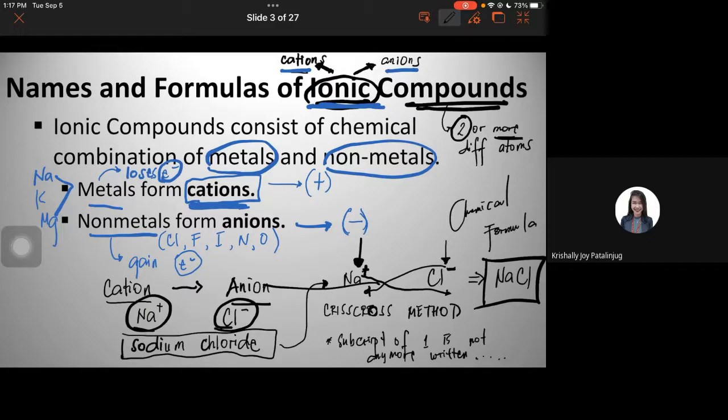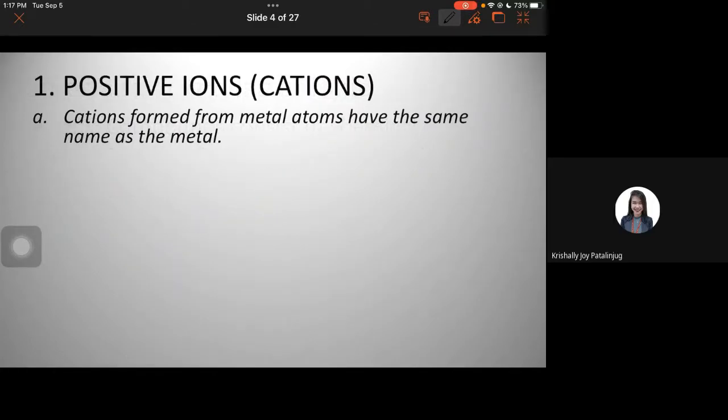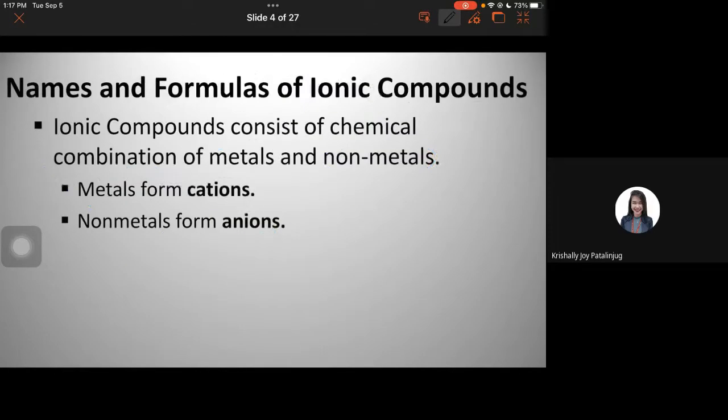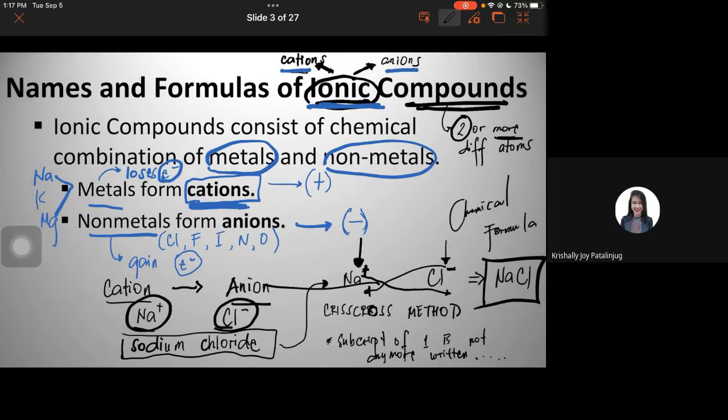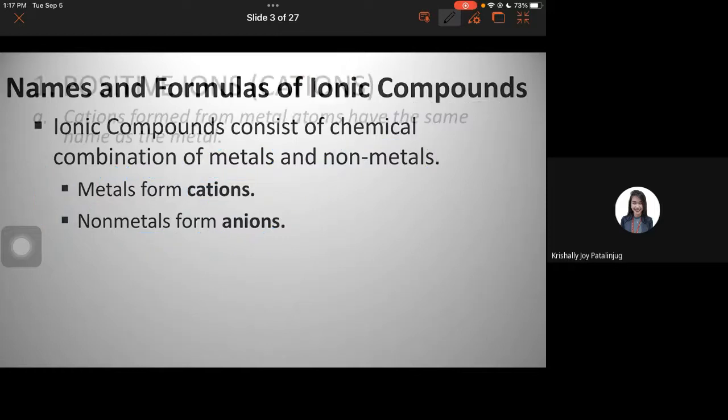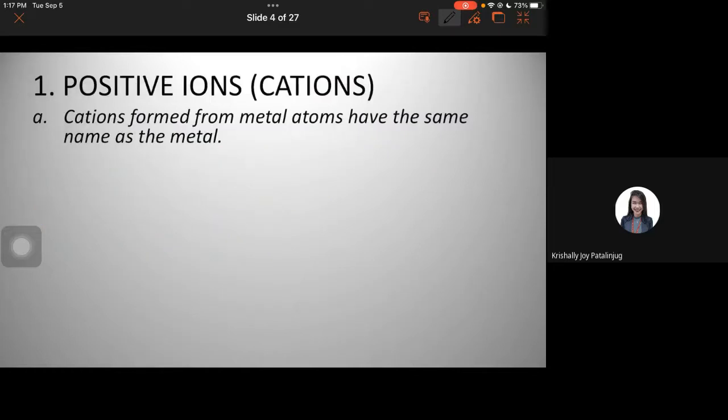So that's it. For more examples, we'll have that later. Before we continue with more examples about naming and writing formulas of ionic compounds, let us know first how ions are being named. How do we name cations? How are anions being named? So let's find out.